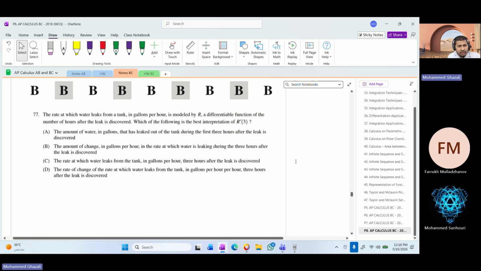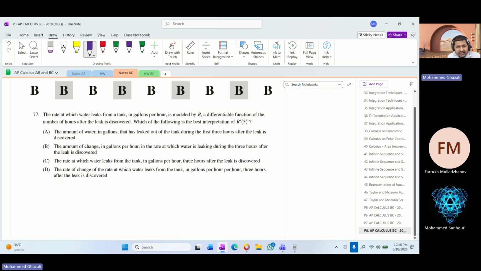Question 77. The rate at which the water leaks from the tank in gallons per hour is modeled by R. So R is already a rate. I think we did this in AB as well. A differentiable function of the number of hours after the leak is discovered. Which of the following is the best interpretation of R prime of t? R prime of t will basically be how fast the water is flowing out. So it's like the acceleration of this water flowing out, right? How fast? So basically it should be per hour, right?